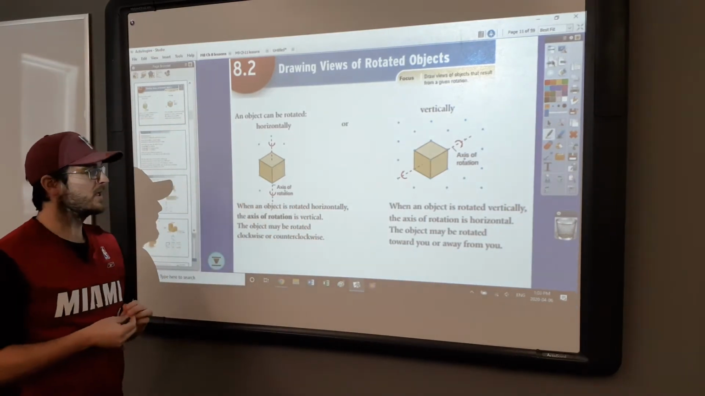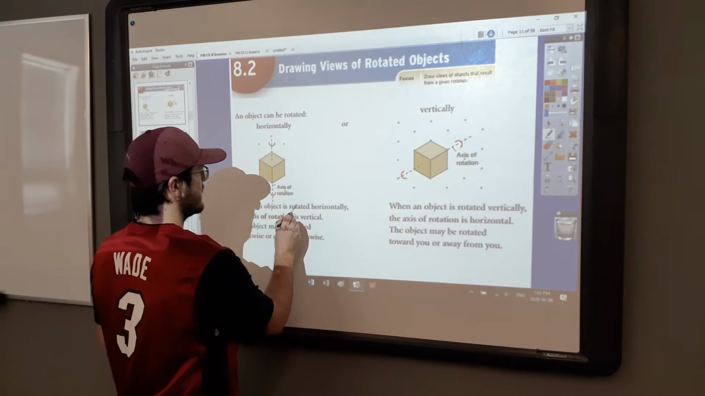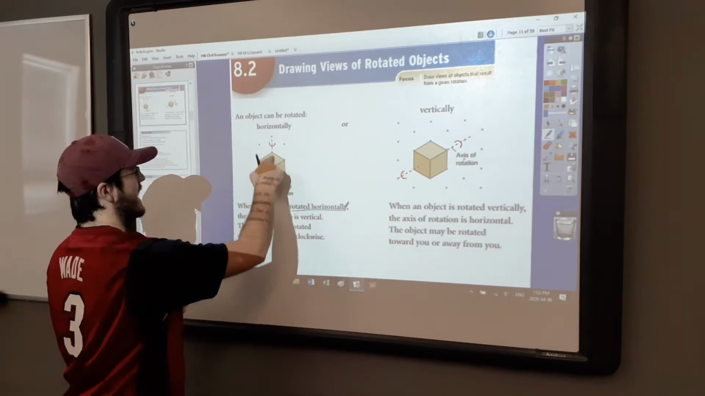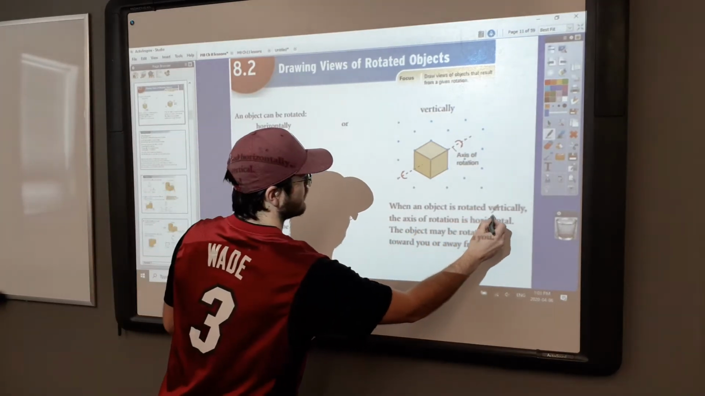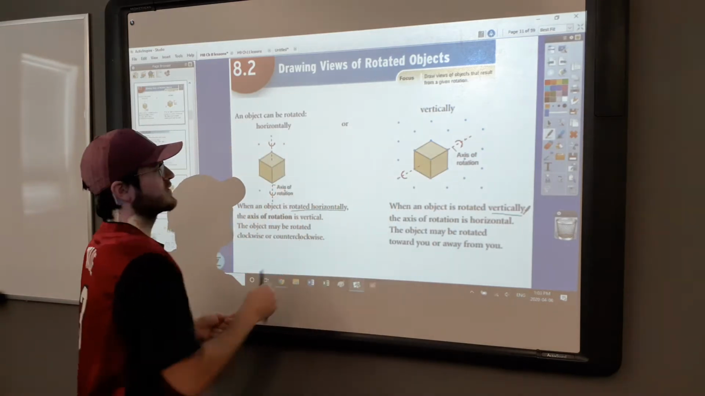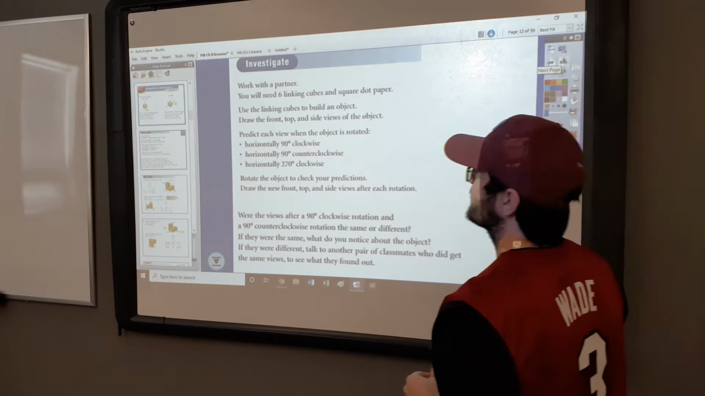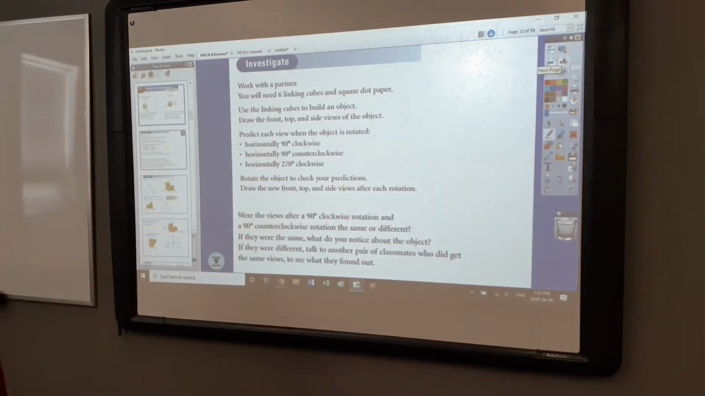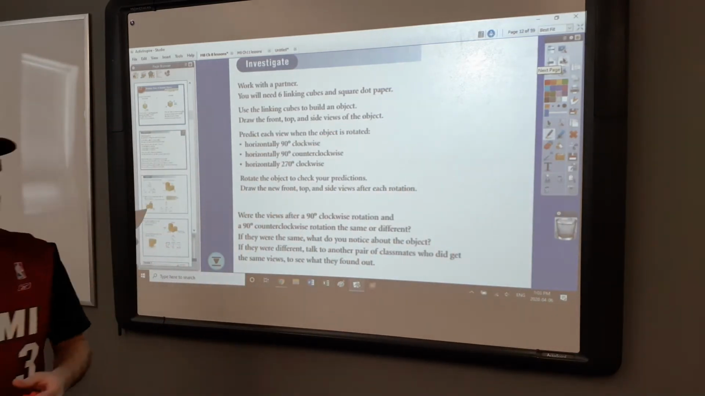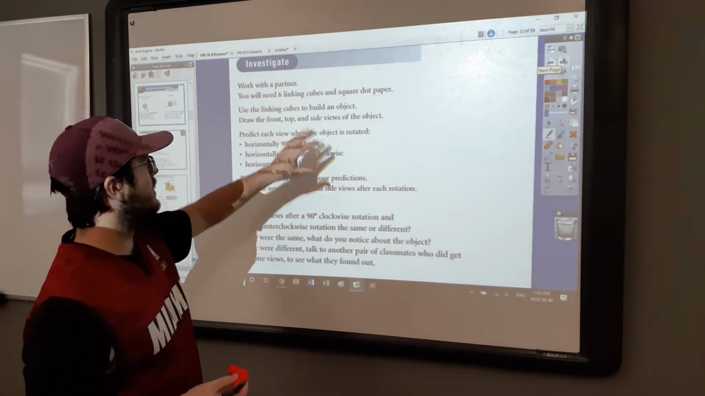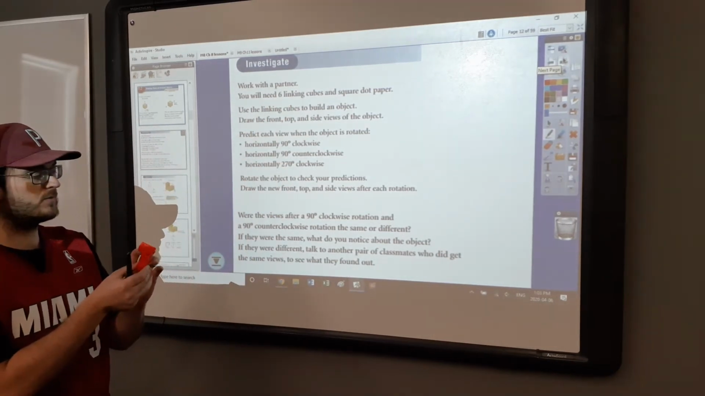So very important to keep those two terms straight. If you're rotating horizontally, your axis is vertical, and when you're rotating vertically, your axis is horizontal. Okay, so hopefully that makes some sense. Now, we would normally work a little bit with this before getting into some of the work. So you can kind of just follow along with me on here.